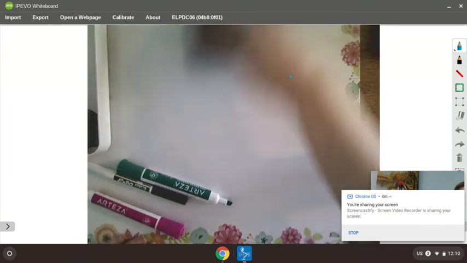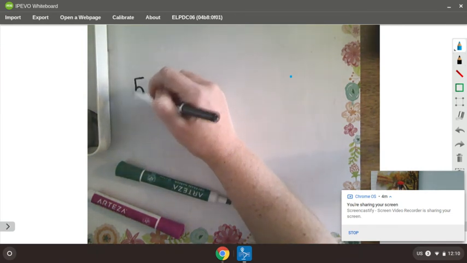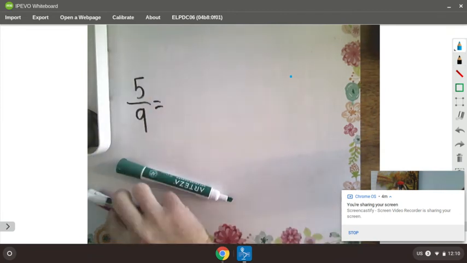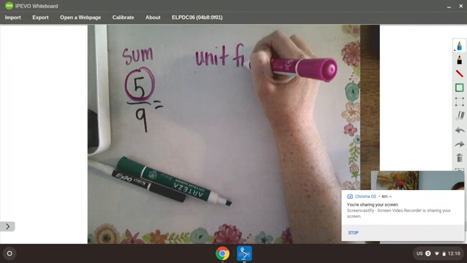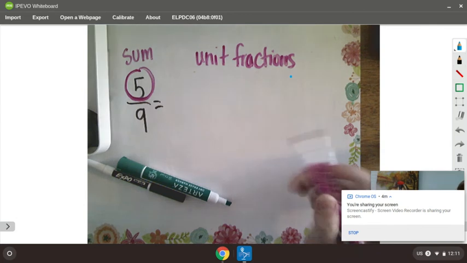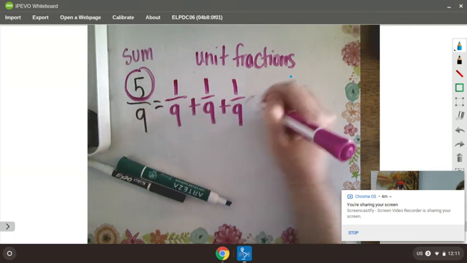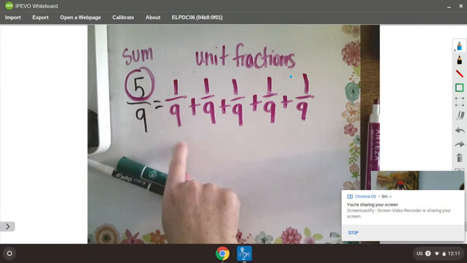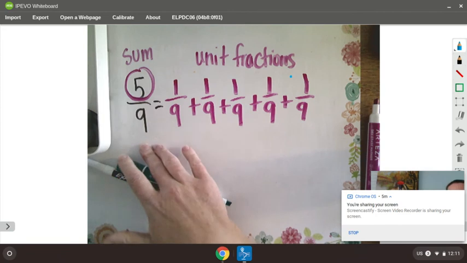Let me show you another one for clarification. If you are given the fraction 5/9, we have 9 pieces to make up the whole, but they're only asking us for 5 of them. 5/9 is my sum. If we're asked to write an addition sentence using unit fractions, we would have 1/9 plus 1/9 plus 1/9 plus 1/9 plus 1/9. Altogether I have 5 1/9 size pieces. So 5/9 is equal to 1/9 plus 1/9 plus 1/9 plus 1/9 plus 1/9. Hopefully that's more clear that time.